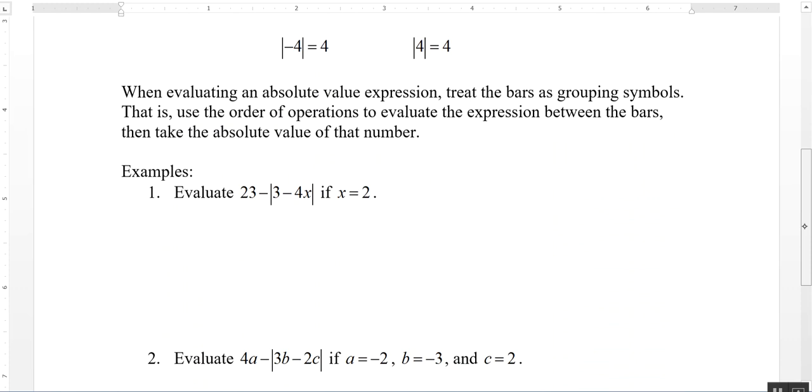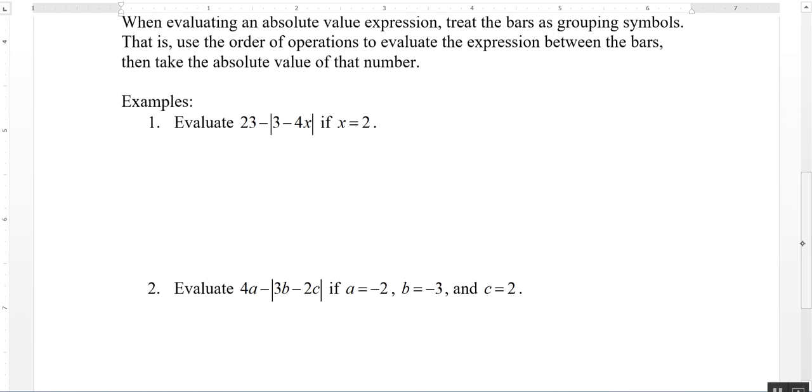So when we are evaluating an absolute value expression, we're going to treat the absolute value bars as though they were grouping symbols. That is, we're going to use the order of operations to evaluate the expression between the bars and then take the absolute value of that number. Here are a couple examples. I'd like you to stop the video right now and try these two examples, completing them in your math journal.